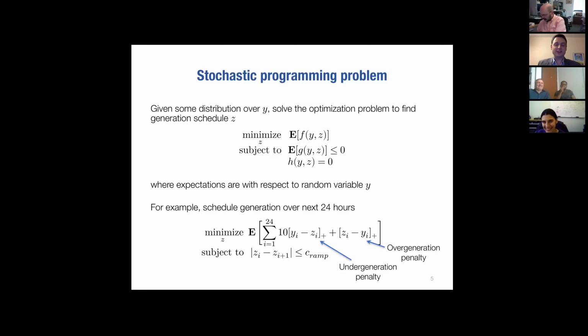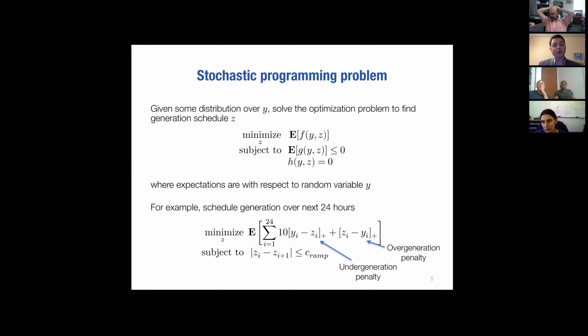Anyway, here's the stochastic programming problem that I care about. Remember that y is our uncertain future. Mathematically, this means that y is a random variable. So we're given a distribution over y, and our stochastic programming problem says, given this distribution, I want to find a generation schedule that minimizes some expected cost. That expected cost, my objective function that I'm trying to minimize, I'm always going to denote as f, and I'm minimizing the expectation of f.